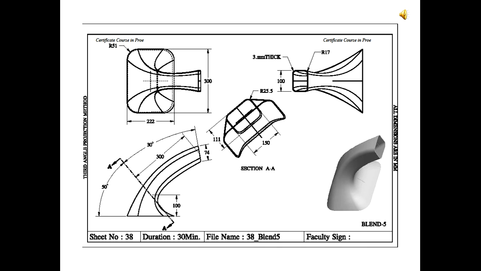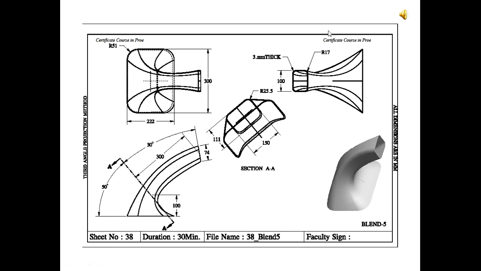The solid shown in the tutorial comprises of three sections. First section is a rounded rectangle of 300 by 222 units with corner radius of 51 units. Second section is also a rounded rectangle of 150 by 101 units with a corner radius of 25.5 units and placed at a distance of 100 units and bears an angle of 50 degrees from section 1.